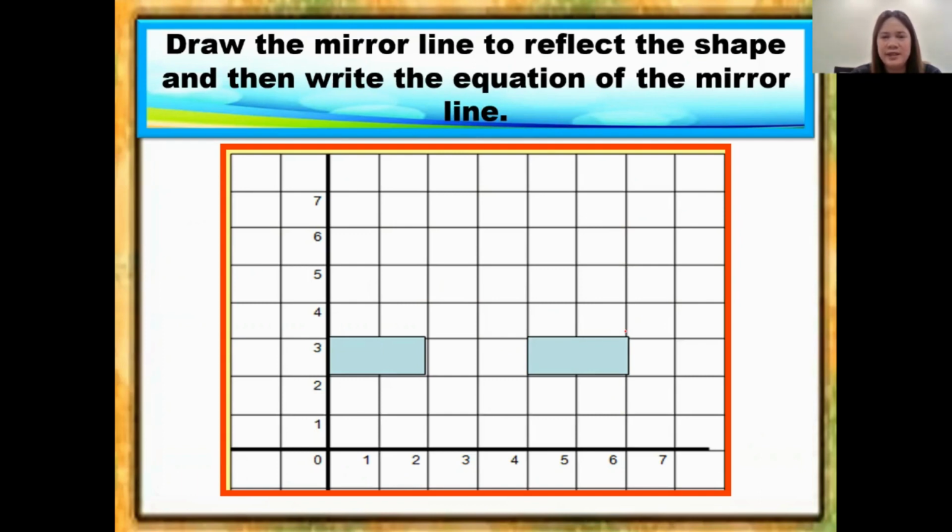So we need to find the mirror line. We need to draw it and we need to write the equation. So this shape is reflected on this. So what do you think our mirror line is? Yes, it's x equals 3. So after we draw the mirror line, don't forget to write the equation, which is actually x equals 3.